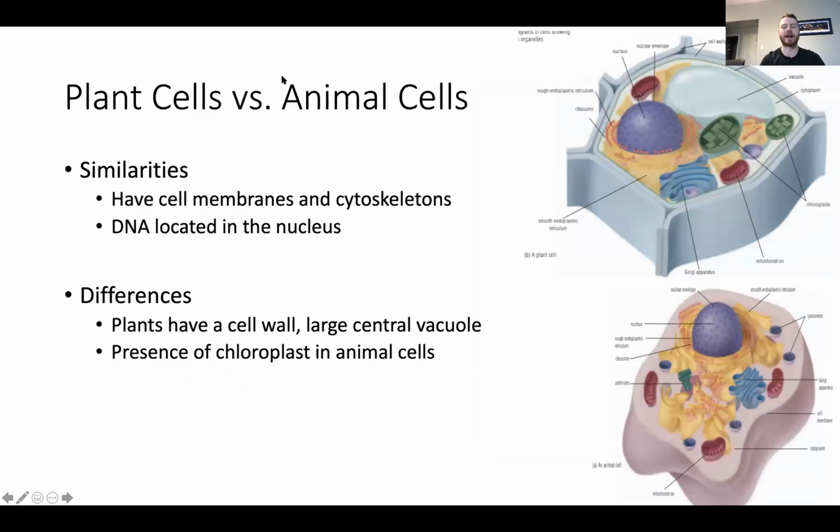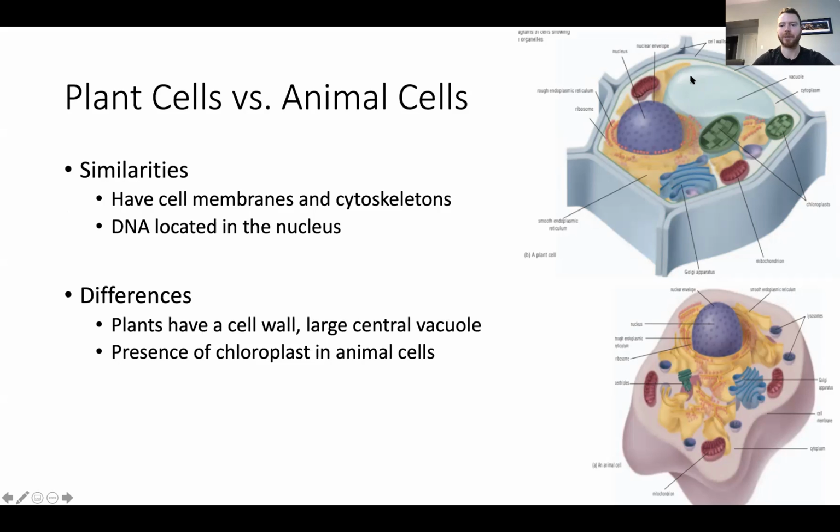Now we're just going to compare the plant and animal cells. Similarities: they both have cell membranes and cytoskeletons. They also have ribosomes and the endoplasmic reticulum and mitochondria, Golgi apparatus, to name a few. DNA is located in the nucleus. This is the same for both. Some of the differences are that plants have a cell wall and a large central vacuole.